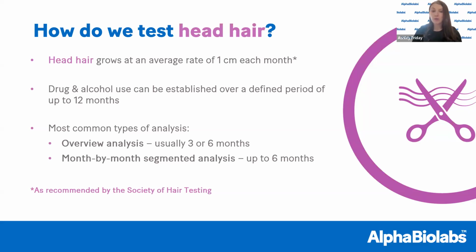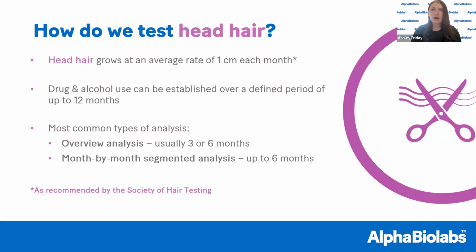However, if you'd had month-by-month segmentation, you could pick individual months all the way up to 12. So what we would look at is if you had requested a 6-month overview and your client had 5 centimetres of head hair, we know then that we can only provide a 3-month overview. So we may look at an alternative sample, whereas if you'd opted for month-by-month segmented analysis, we could do up to 5 months instead of 6 months.